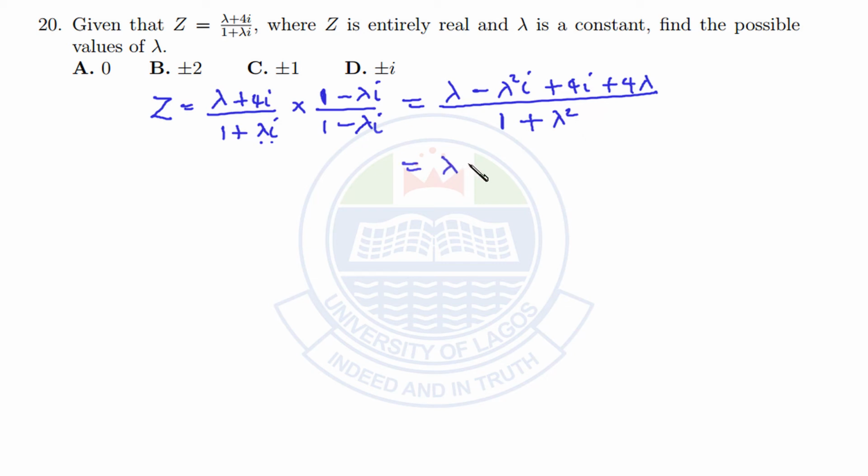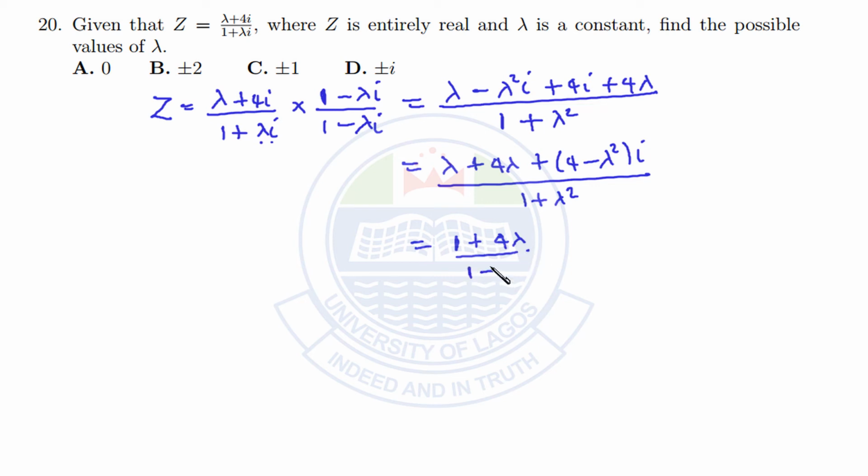So if I simplify this, if I collect the real parts together, I'm going to have lambda plus 4 lambda, then plus (4 minus lambda squared) times i, all divided by 1 plus lambda squared. And this, I'm going to have this to be (1 plus 4 lambda) over (1 plus lambda squared) plus (4 minus lambda squared) over (1 plus lambda squared), then i. So I've been able to separate this one into real and imaginary.